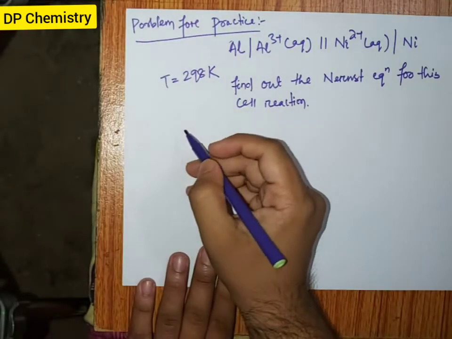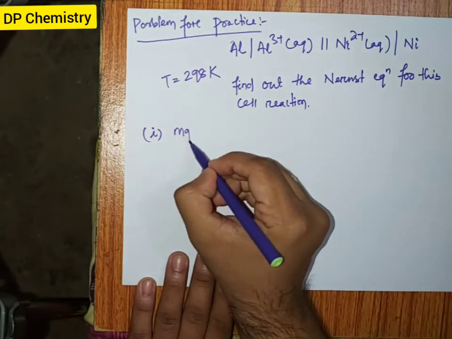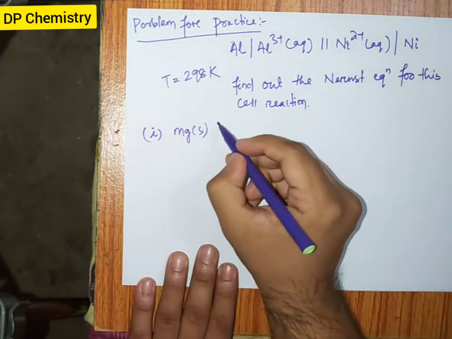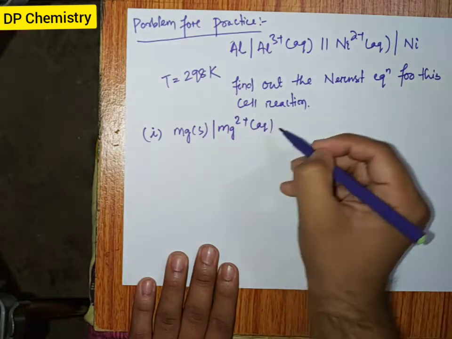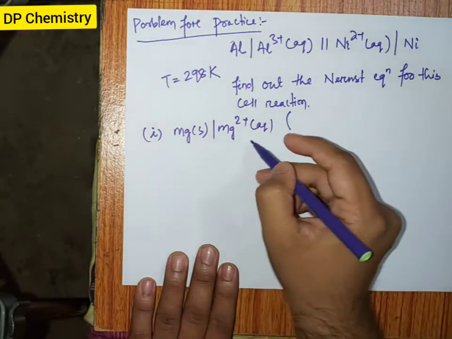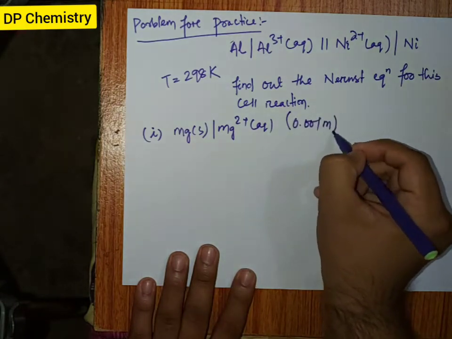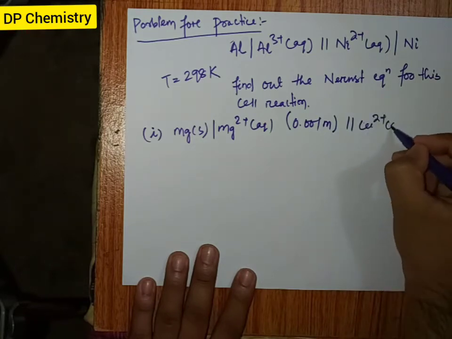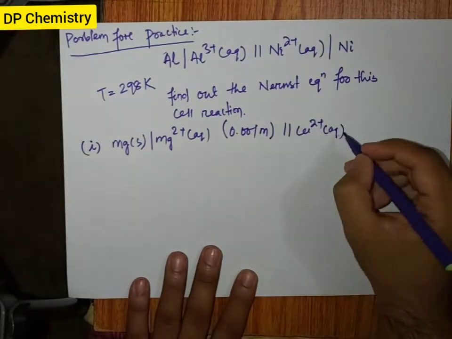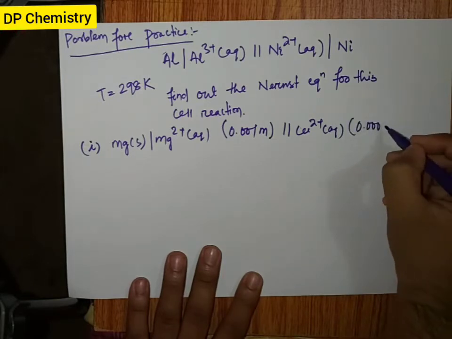So we have been given a cell like this: Mg solid, Mg2+ aqueous. The concentration of the Mg2+ ion is given as 0.001 molar. Cu2+ aqueous. The concentration of the Cu2+ ion is given as 0.0001 molar, right?